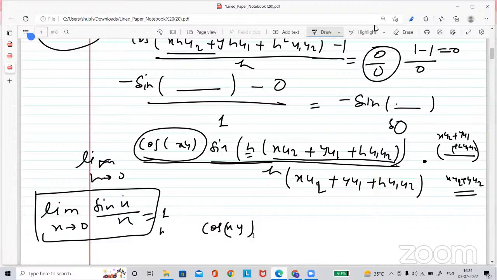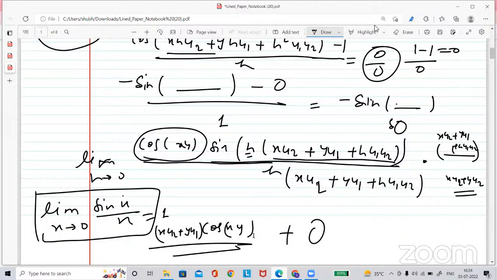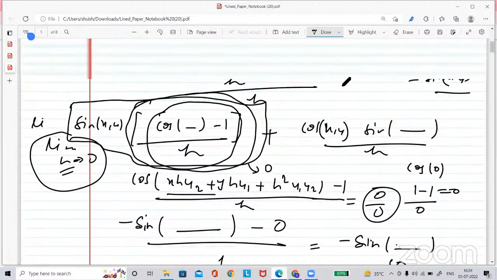So the final thing, this term's limit is cos xy into (x u2 plus y u1). This is the limit of the second term, and the first term's limit is 0. So the directional derivative in that direction is going to be this one. Only the h part gets 0, the second portion remains. Okay, now I understood. Thank you.